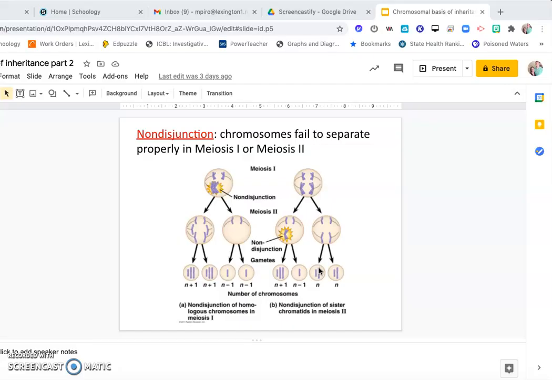And it can happen more than once. So it may be that you have 48 chromosomes. You have an extra 13 and an extra 21 or something like that. So it can happen more than once.